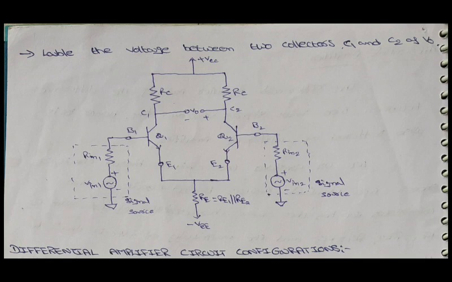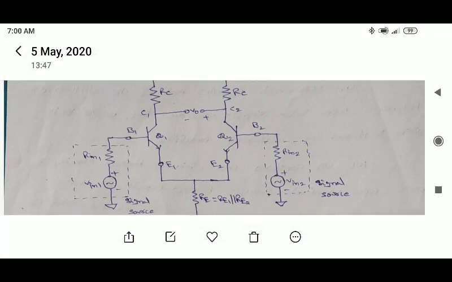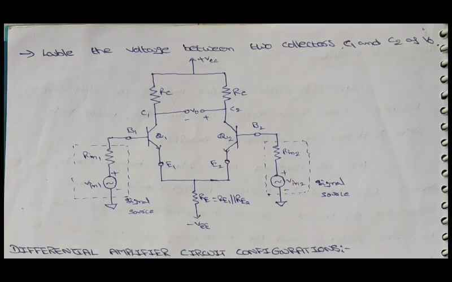So if we measure the output voltage in between two collectors, then that is nothing but balanced output. But if we measure the output voltage at only a single collector, then we call it unbalanced output.